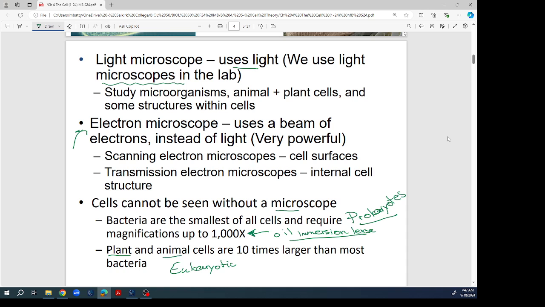Mostly eukaryotic cells, mostly plant and animal, are 10 times larger than that. And so you can see them with the 10 times, the 100 times, or the 400 times total magnification. This is low power, medium power, and high power for us. Not quite the highest, because that's the 1,000 times, but you get the idea.